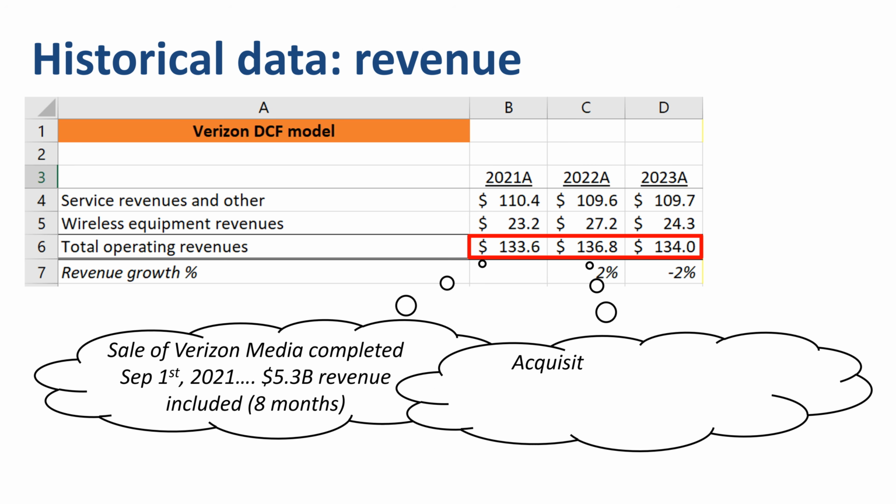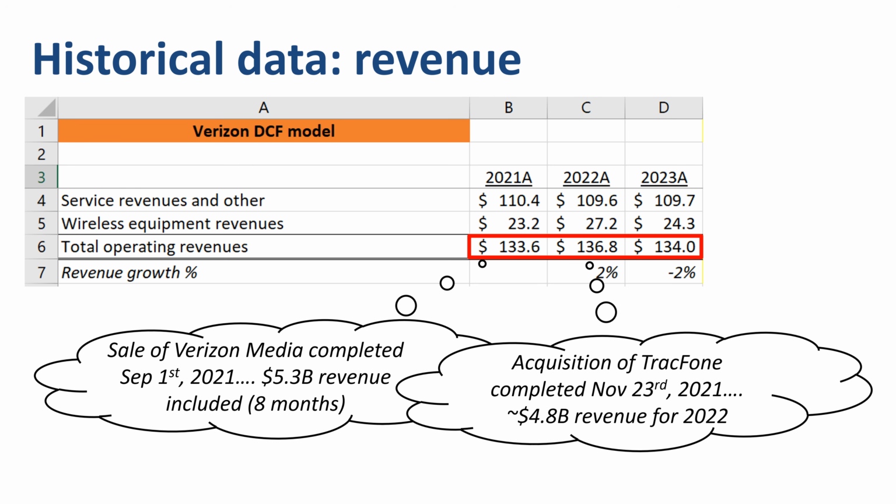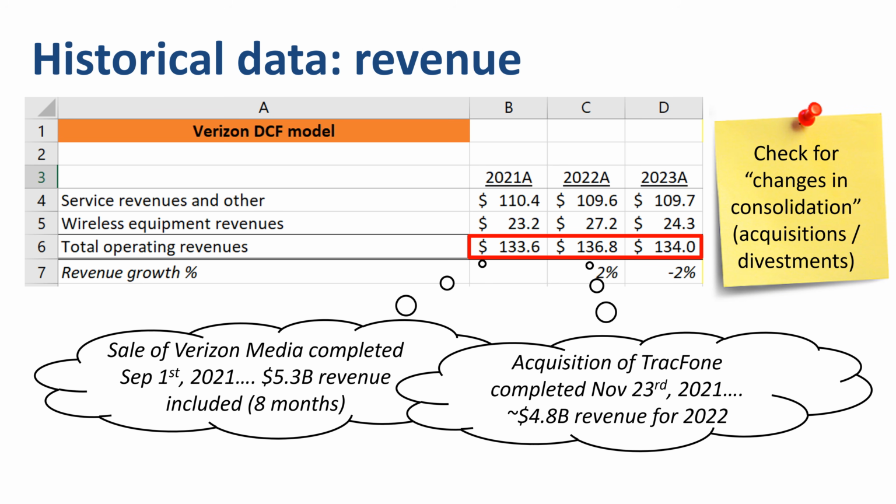Second, the acquisition of TracFone was completed November 23rd, 2021, which added around $4.8 billion in revenue for 2022. So in this case, those 2 deals are pretty much a wash. They cancel each other out as far as the revenue line is concerned. But it is worth checking for changes in consolidation, acquisitions or divestments, for the company that you are building a DCF model for.